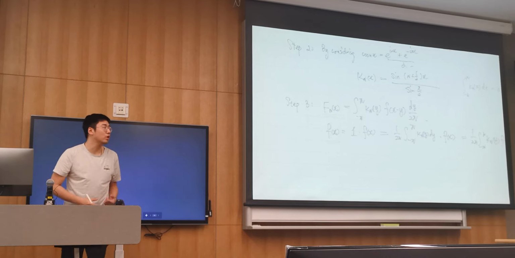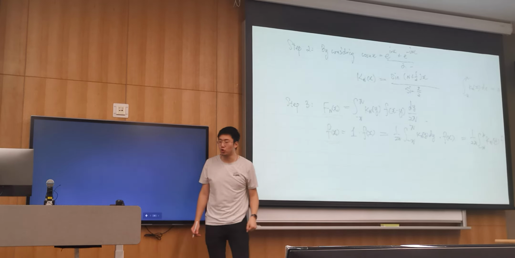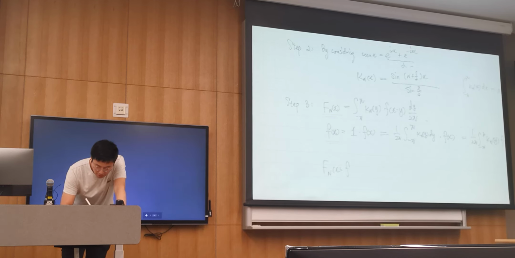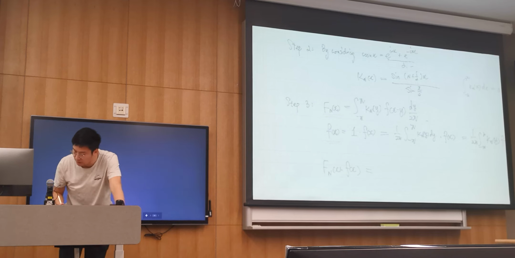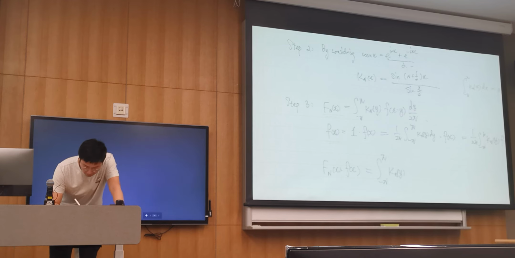Because if I wanted to show that f_n(x) approaches f(x) for any choice of x, I just need to show that their difference goes to 0. So for f_n(x) minus f(x), by subtracting the right-hand sides of the two equations, I obtain the integral from negative pi to pi of K_n(y), this is a common factor, and then f(x minus y) minus f(x), dy over 2 pi.